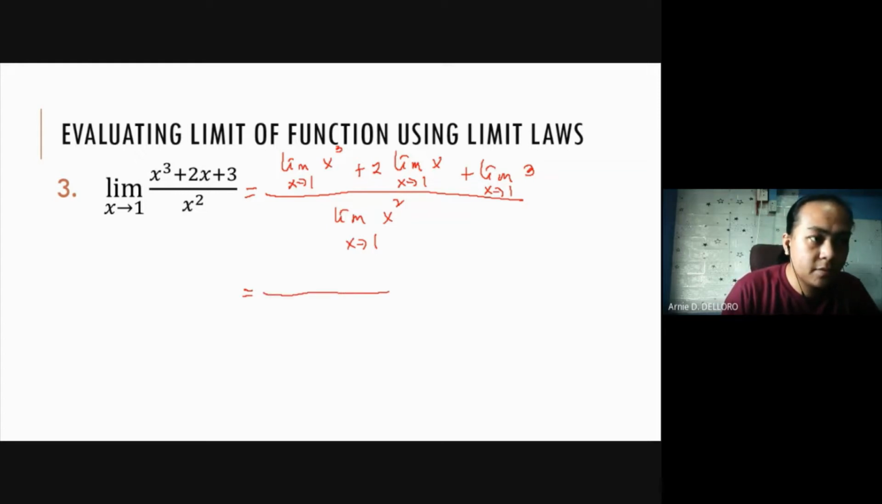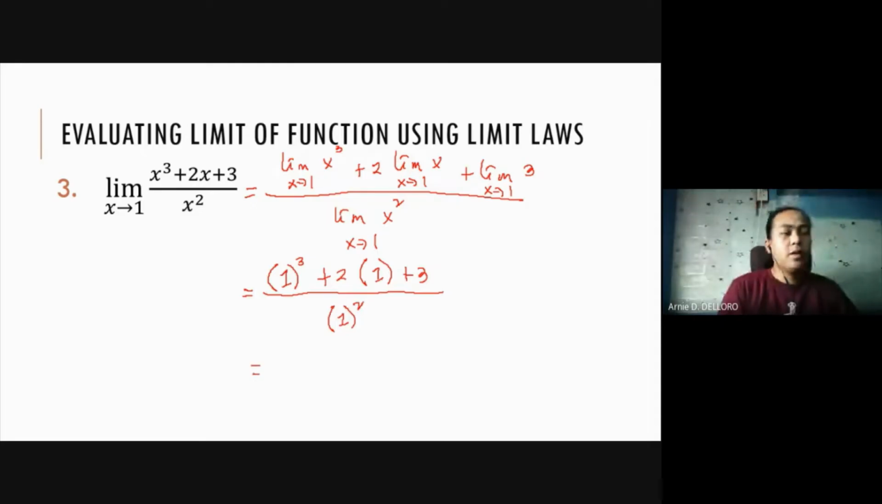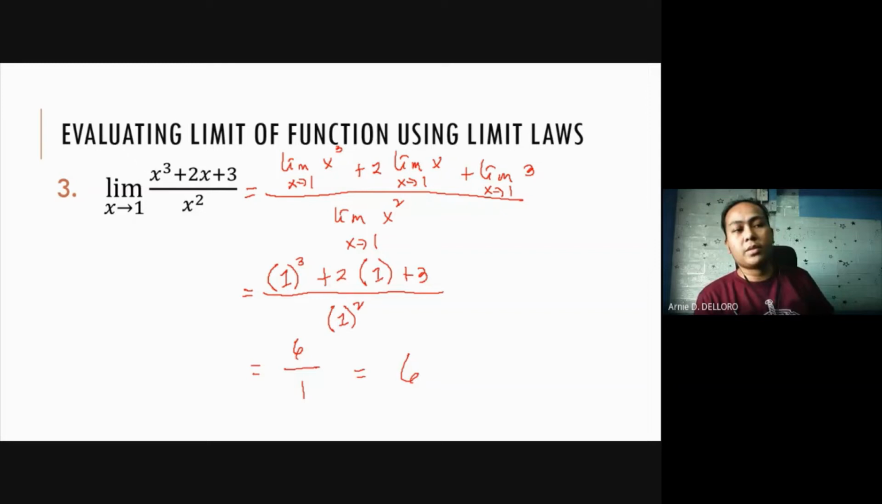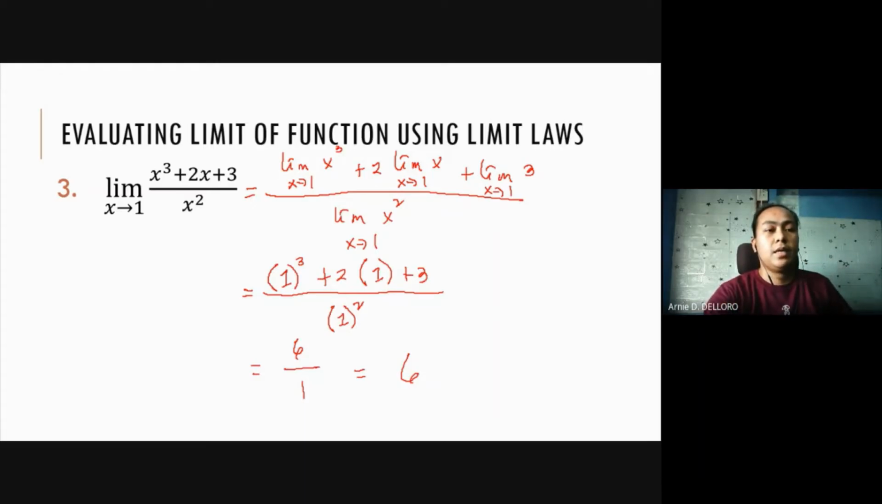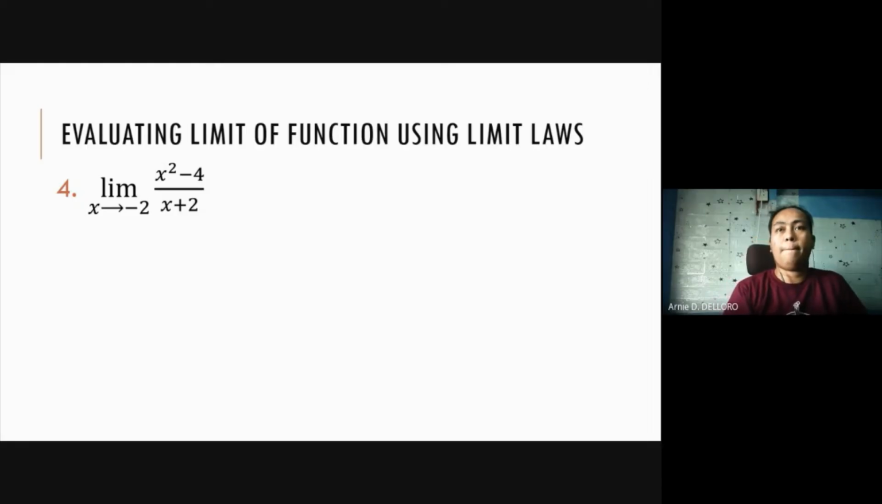So, we have 1 cube plus 2 times 1 plus 3, then 1 squared. So, we have 1 cube is 1, di ba? Plus 2 times 1 is 2. So 2 plus 1 is 3. Plus 3 is equal to 6. This 1 is 1. Therefore, the limit of the function x cubed plus 2x plus 3 all over x squared as x approaches 1 is equal to 6. Okay? Let's now have this one.